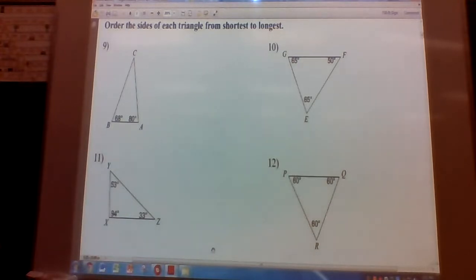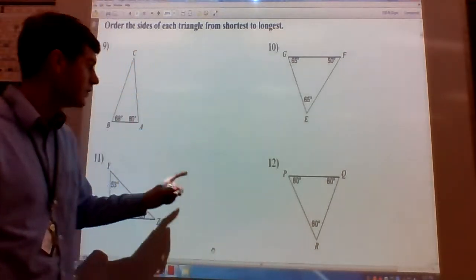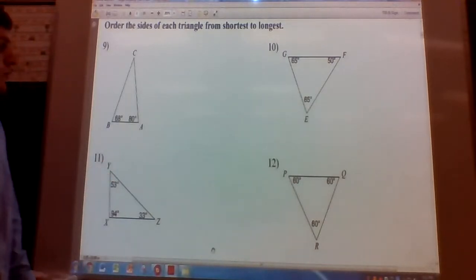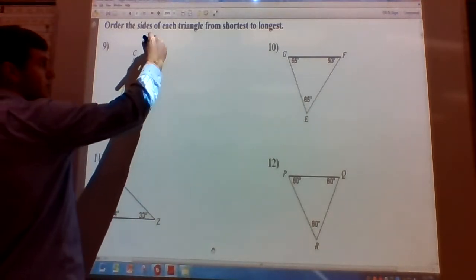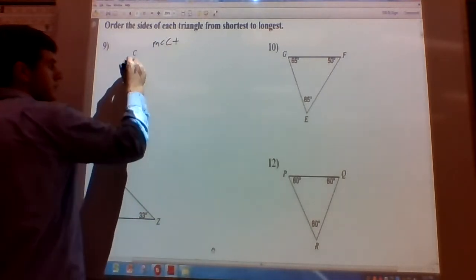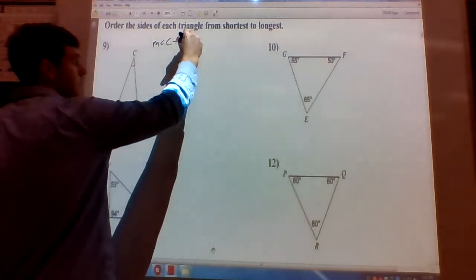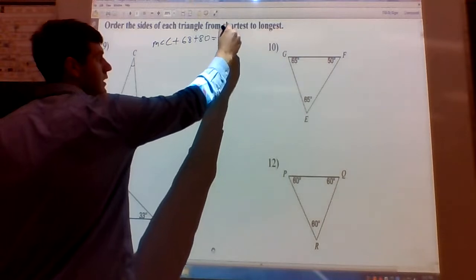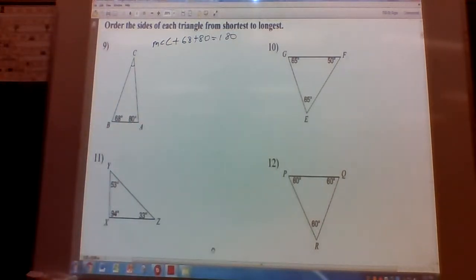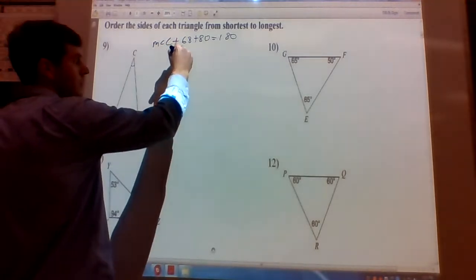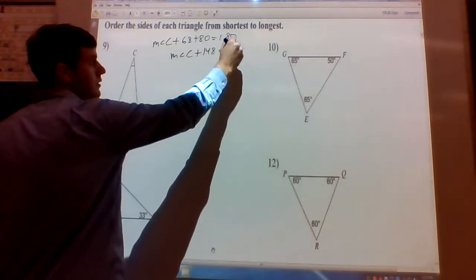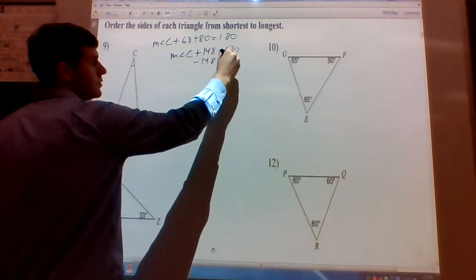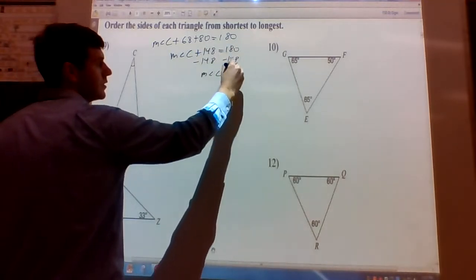Okay. Number 9, we are trying to find which side is the shortest. So shortest to longest. So we need to find the measure of all the angles first. So the measure of angle C plus 68 plus 80 is going to equal 180. The triangle sum theorem tells us the measure of all 3 interior angles of the triangle add up to 180. So the measure of angle C plus 148 is 180. Minus 148 from both sides. The measure of angle C is 32.